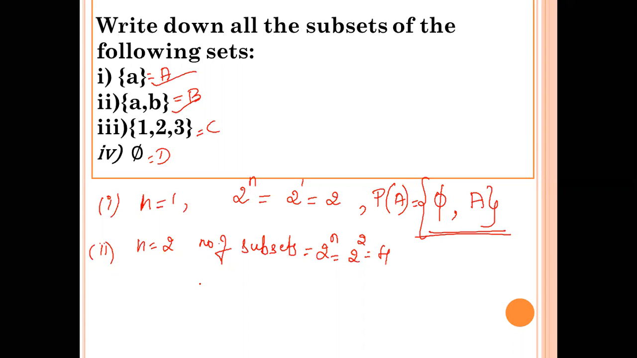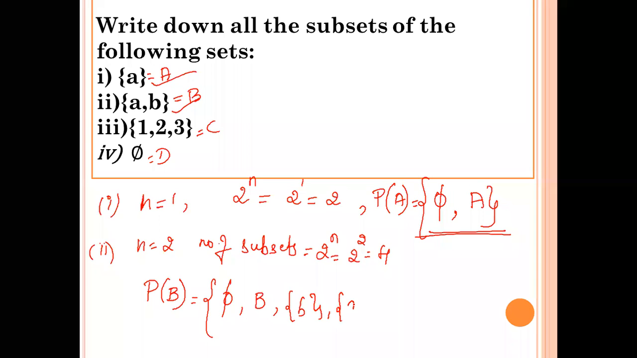Now what are the 4 subsets of set B? Yeah, null set is fine. Set B is fine. Which are the other two sets? There is a specific name for that set, right? Yeah, B comma A. These are nothing but singleton sets, correct? Singleton B, singleton A. So you can see we have 4 sets.